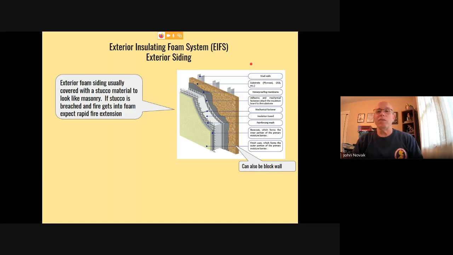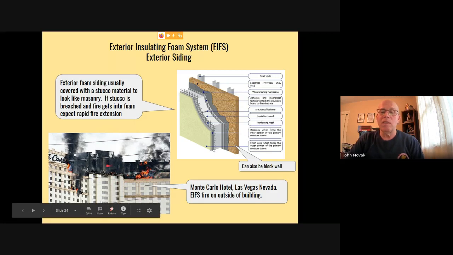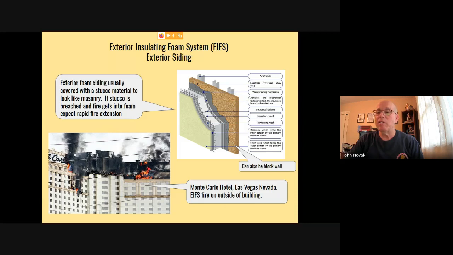So the exterior foam siding is usually covered with a stucco material to look like masonry. Right? If the stucco is breached and the fire gets into the foam, expect rapid extension. Again, this could be a block wall also. Here's the Monte Carlo Hotel in Las Vegas, Nevada. Fire started up on the deck, and all this up here that's burning, that's all the EIFS, or the extruded foam material, that was on fire.